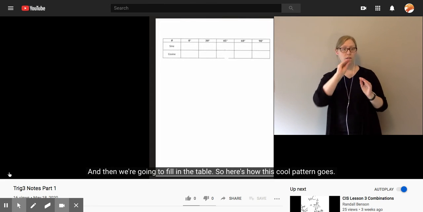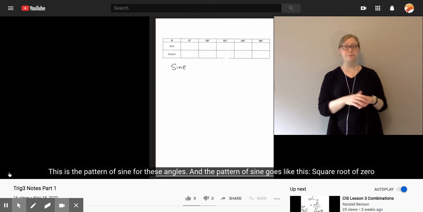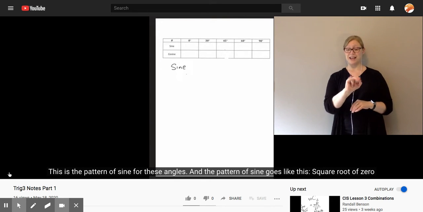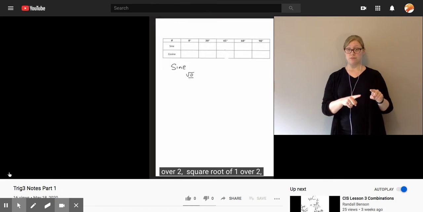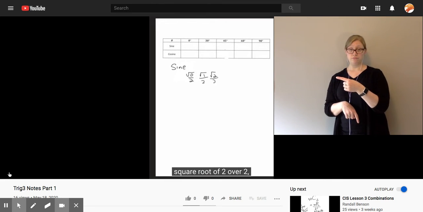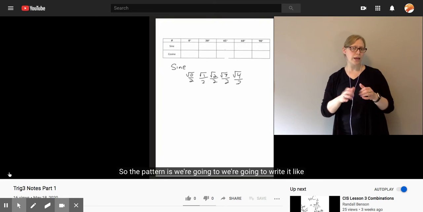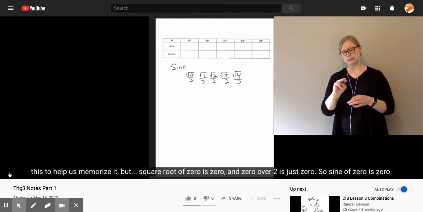So here's how this cool pattern goes. This is the pattern of sine for these angles. The pattern of sine goes like this: square root of 0 over 2, square root of 1 over 2, square root of 2 over 2, square root of 3 over 2, square root of 4 over 2. Real easy to memorize. And then, of course, we can simplify this. So we're going to write it like this to help us memorize it.